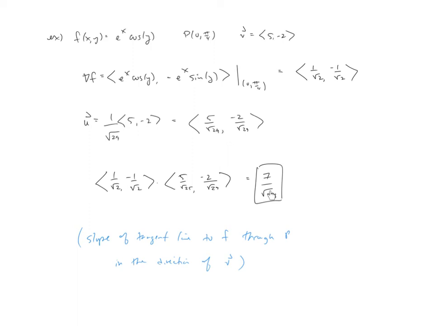So this is the slope of the tangent line to the surface through the point 0, pi over 4 in this direction. And that's the big part that's new, where we're now specifying a certain direction using a vector to help us along the way.